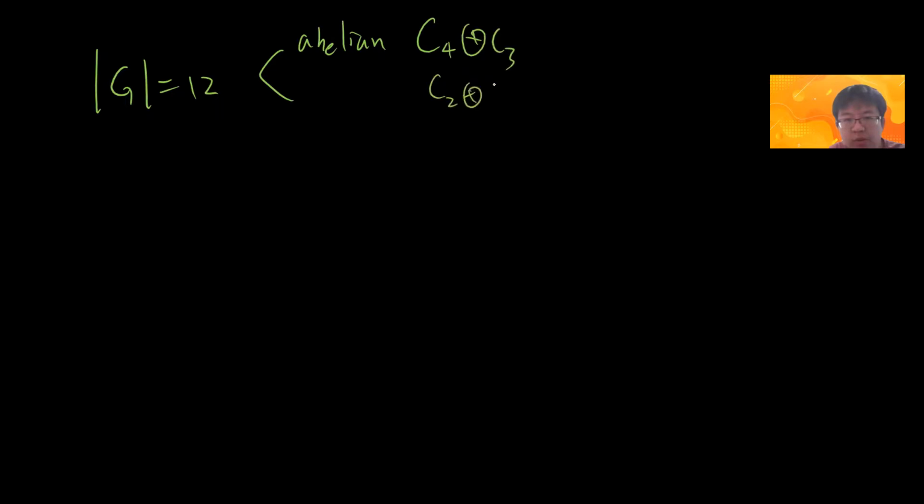So our goal is, when we have a group of order 12, we know that if it's abelian, then it must be a direct sum of cyclic groups. It's easy to show that it is C4 direct sum C3, or C2, C2, C3. So we are only focusing on the non-abelian groups.